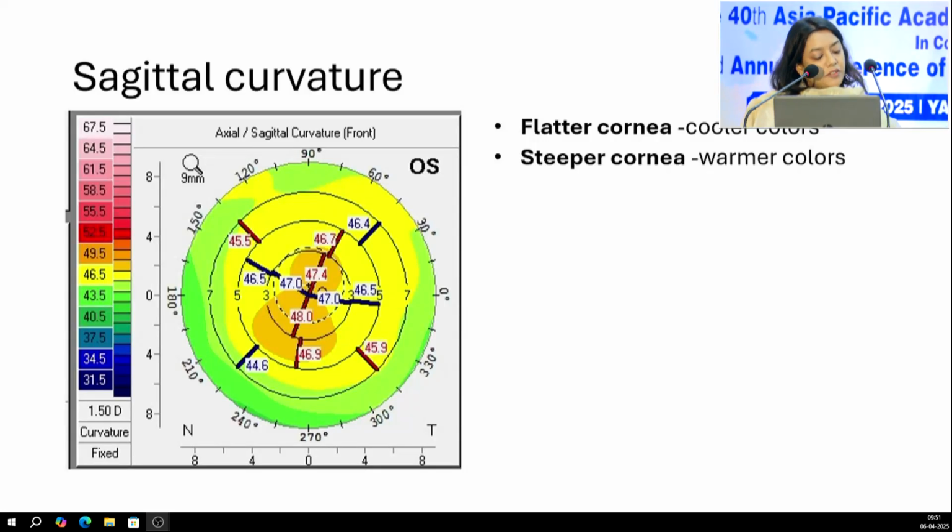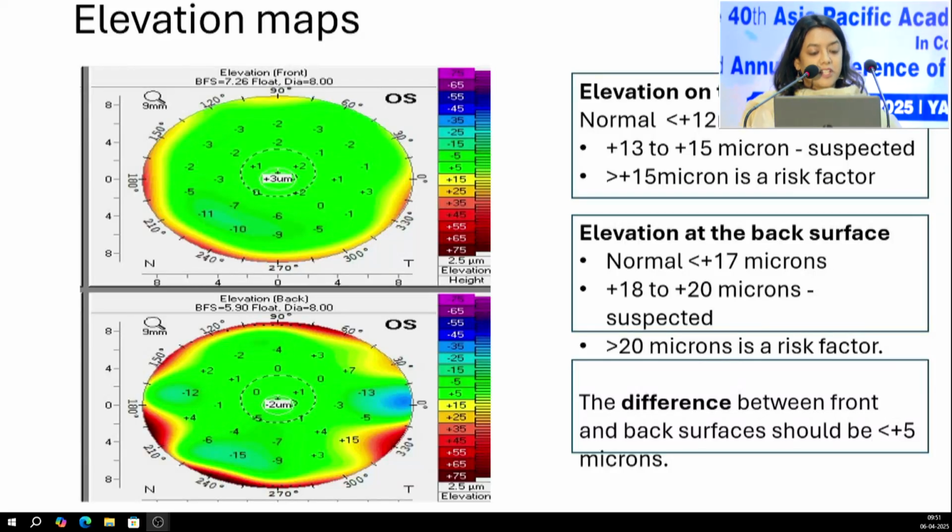The average dioptric value is 43 to 46 diopters. Anything more than 47, 47.2 to be exact, is considered suspicious for ectasia. The warmer colors represent the higher dioptric values or the steepening and are at risk. Next are the elevation maps, the anterior and the posterior elevation or float maps.